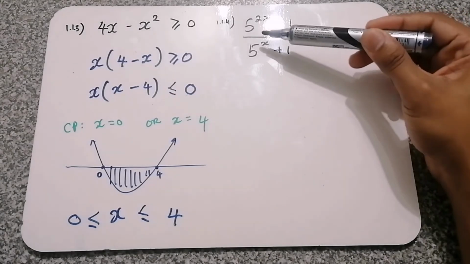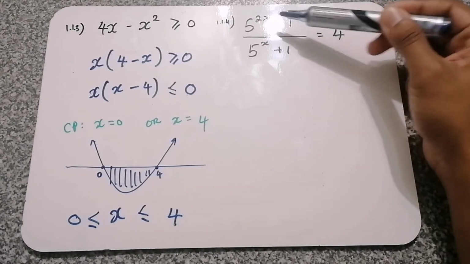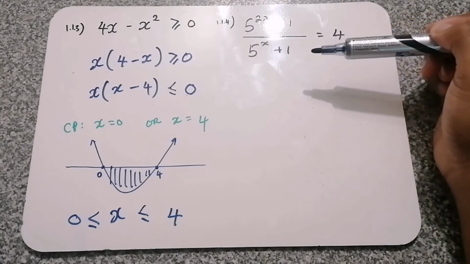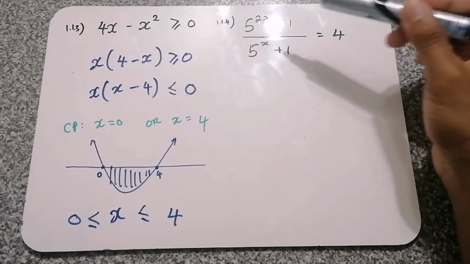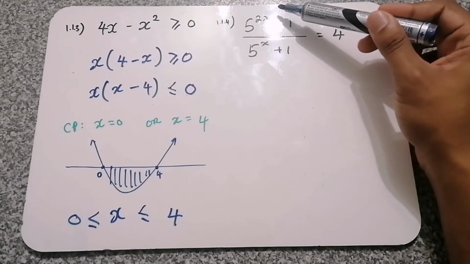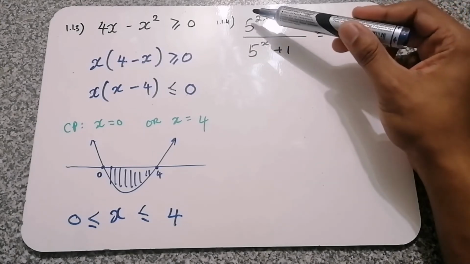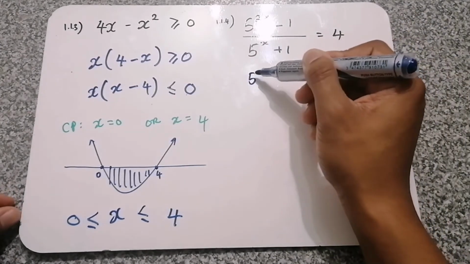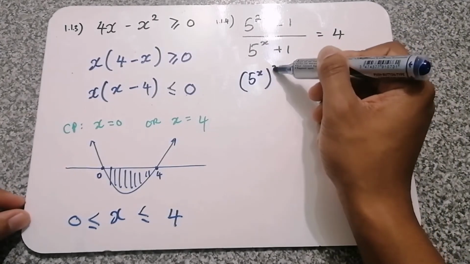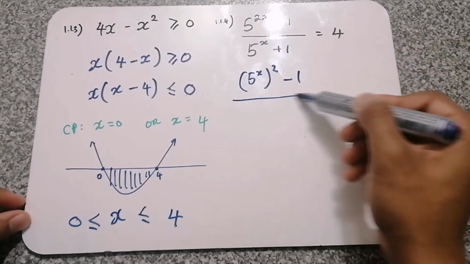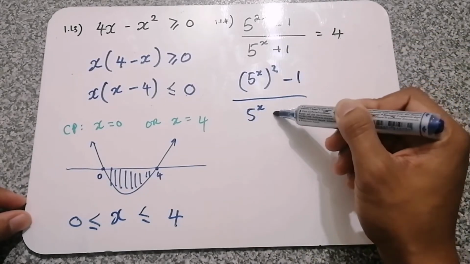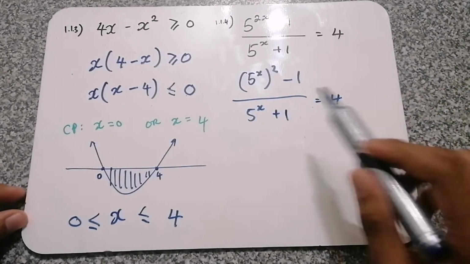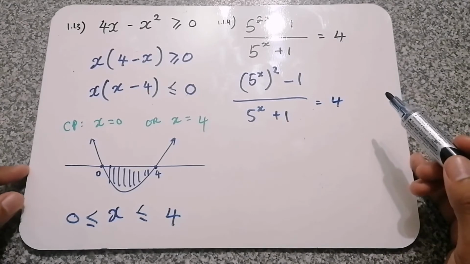Notice on top we have 5 to the power of 2x minus 1. And then we have 5 to the power of x plus 1. Now, since this is 5 to the power of 2x, I can actually write this as 5 to the power of x squared. So let me do that here. This can be written as 5 to the power of x all squared. Okay, now why did I write it like that? Because I want to factorize the numerator. I want to factorize this using difference of squares.